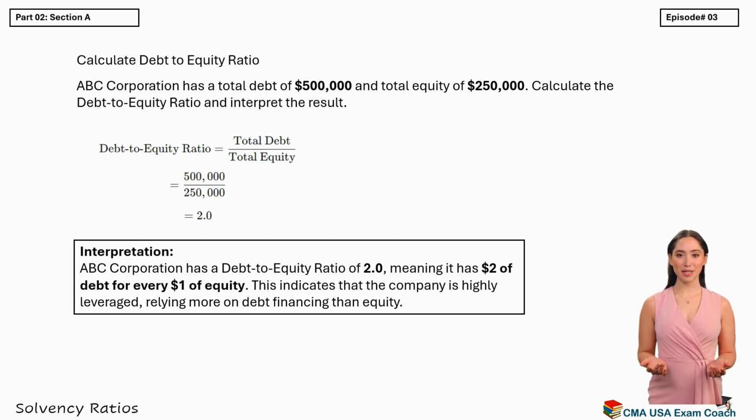Here's an important tip to keep in mind. In the CMA exam, direct questions like this, where you're simply asked to calculate the debt-to-equity ratio, are rare. Instead, they often ask indirect questions. For example, they might give you the ratio and the total debt, then ask you to calculate total equity. Or they could provide partial information and require you to figure out missing values.